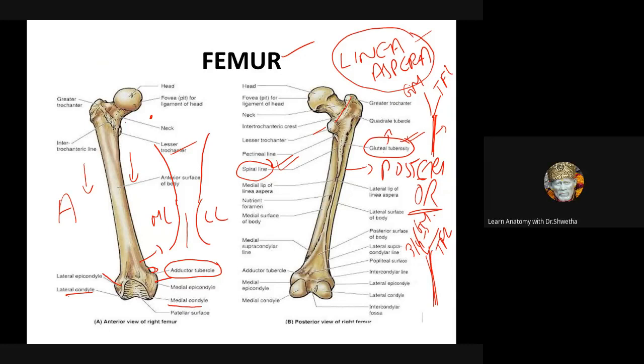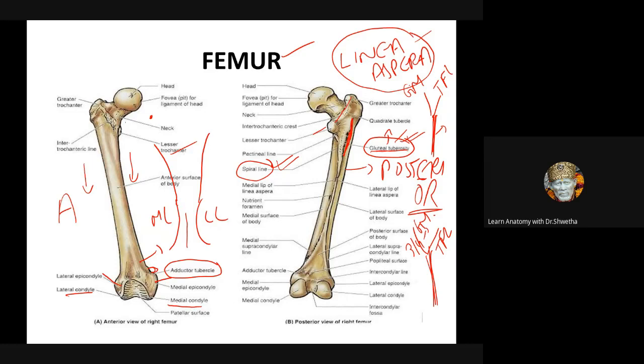Okay. Laterally it continues as what, students? This is an MCQ question. Gluteal tuberosity. Very good. It will be coming later. Which muscle is inserted to the gluteal tuberosity? Gluteus maximus. Yes, very good. Now, we have traced the linea aspera above.